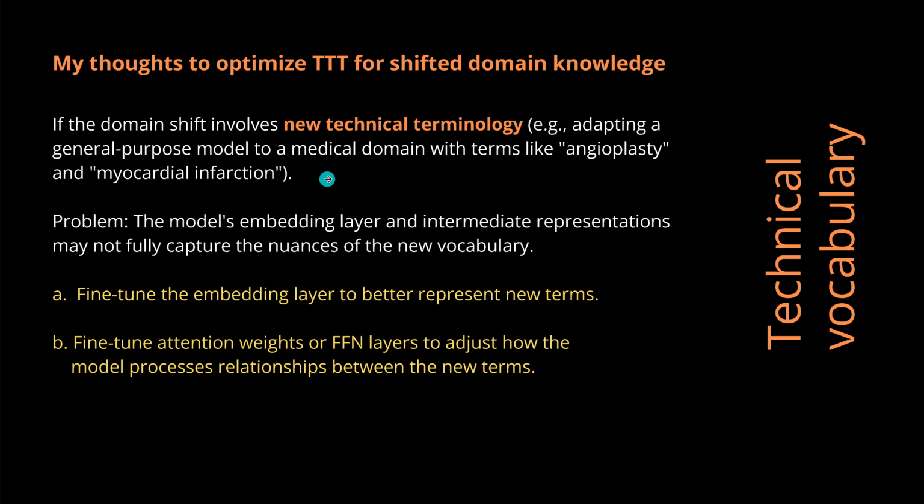But let's say you have some basics and you only have a shifted domain knowledge that you want to take care of. What I would do is fine-tune the embedding layer to better represent these new terms, these new technical terms. And then don't forget, you have now to go and fine-tune the attention tensors or the FFN layers to adjust how the model processes the semantic relationship between those new terms and the already established terms.